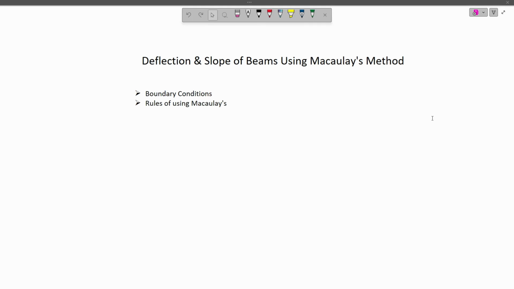In this video, we are going to learn how to use Macaulay's method to determine the deflection and slope of beams. We are going to look at the boundary conditions of beams as well as the rules that you need to follow when you're using Macaulay. Now let's start with our boundary conditions.